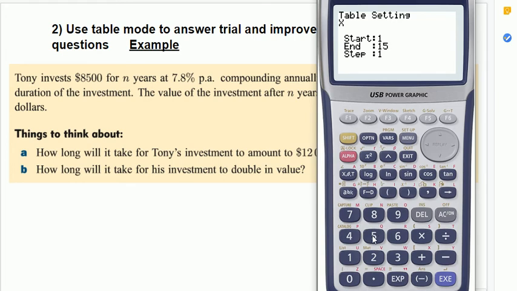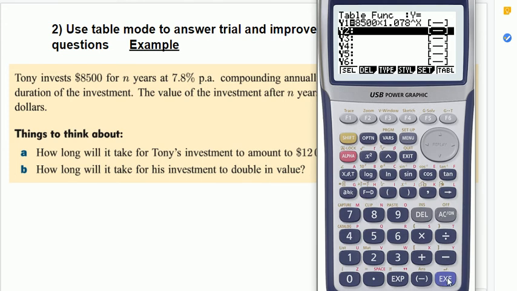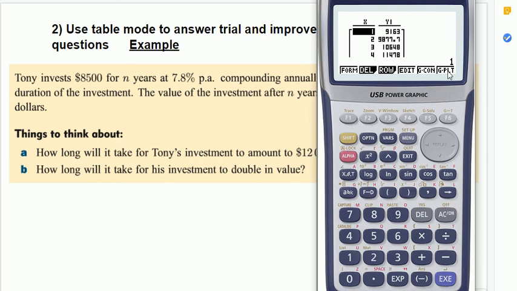If you find out 15 years isn't enough, you can always just come back and change the settings again. It's really not that hard. But I'm going to go with 15. So table set up, execute. And then there is your table. And it's as simple as that. All of these y values are the future value after n years. So after 1 year, there's that much in the account. After 2 years, there's this much, and so on. It's really quite simple.